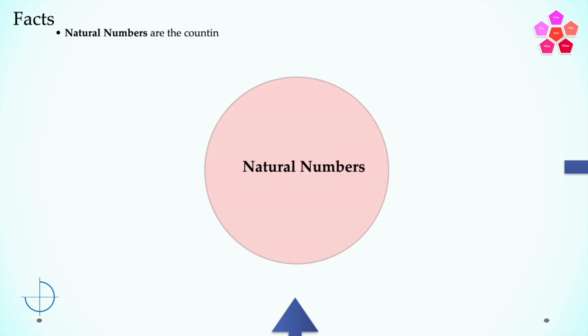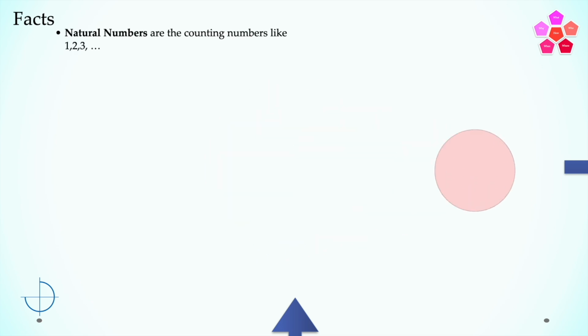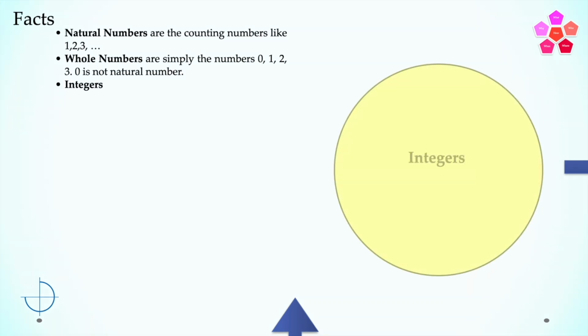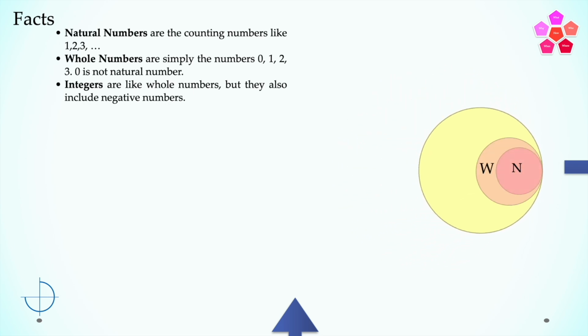Let's start with some facts. The assumption is that you have a good understanding of these facts. Natural numbers are the counting numbers like 1, 2, 3, and so on. Whole numbers are simply the numbers starting with 0, 1, 2, 3, and so on. 0 is not a natural number. Integers are like whole numbers, but they also include negative numbers. But still no fractions are allowed.